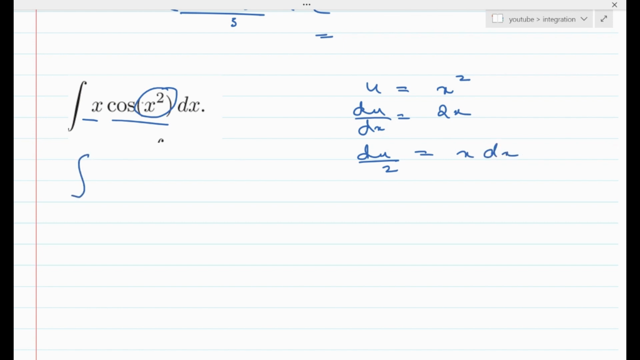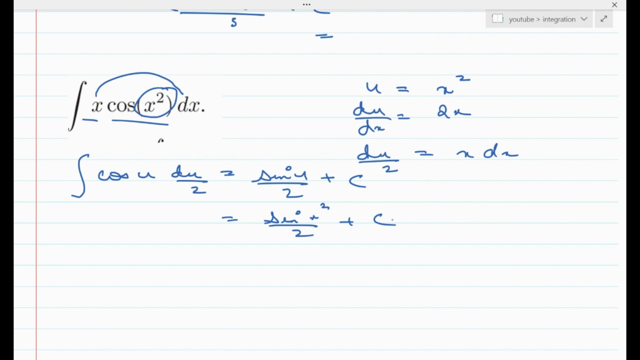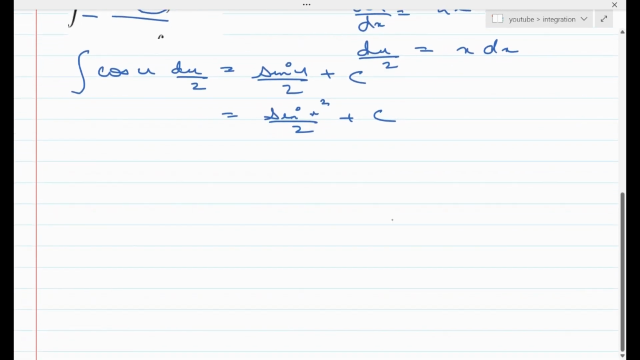So what we need to do now is substitute x square as u. So this would be cos u. And x dx is nothing but du by 2. So this would be cos u du by 2. The integral of cos u is nothing but sine u, and then by 2 plus c. And remember to plug back in the value of u. So this would be sine x square by 2 plus c.